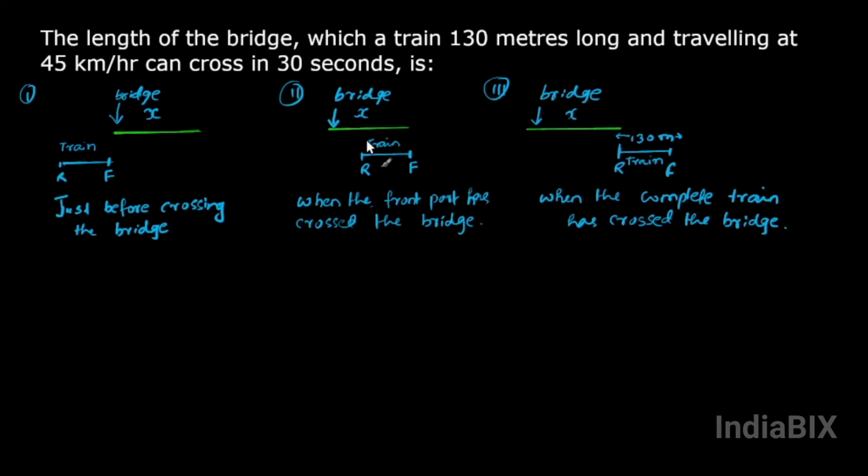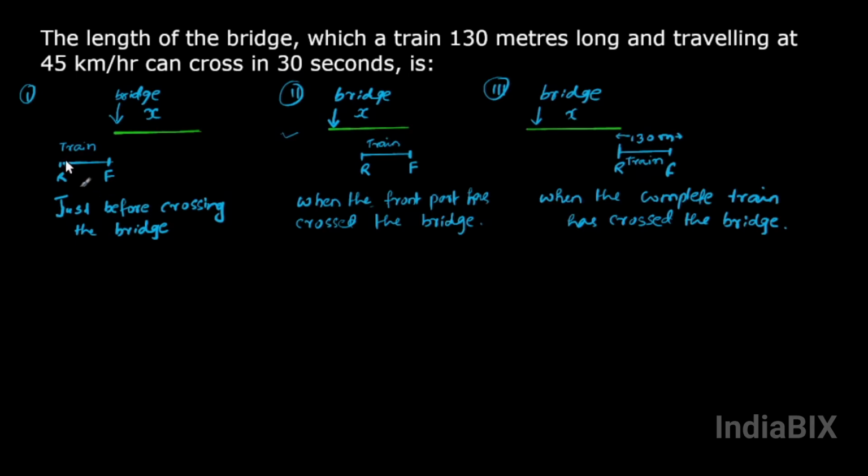The second case is the front part, only the front part of the train, not the rear part. Rear means the back part of the train. In the second case, only the front part of the train has crossed the bridge. And in the third case, the complete train, the front as well as the rear part, has crossed the bridge. So, once we understand these three different cases, we can easily solve the problem.